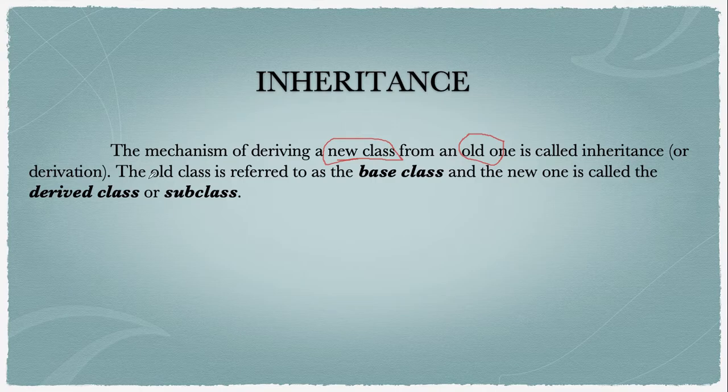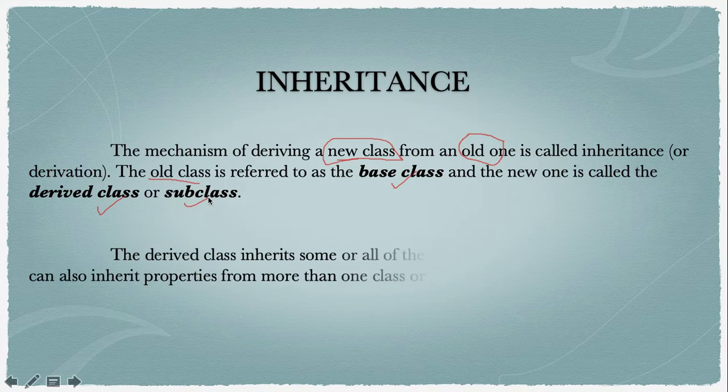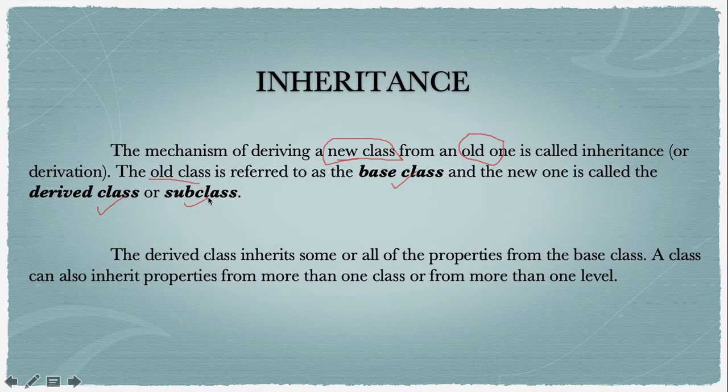In this process, the old class may also be called a base class or a parent class. The new class is called a derived class or a subclass. A derived class inherits some or all properties of a base class, depending on the requirement, and a class can also inherit properties from more than one class or more than one level, depending on your program requirement.